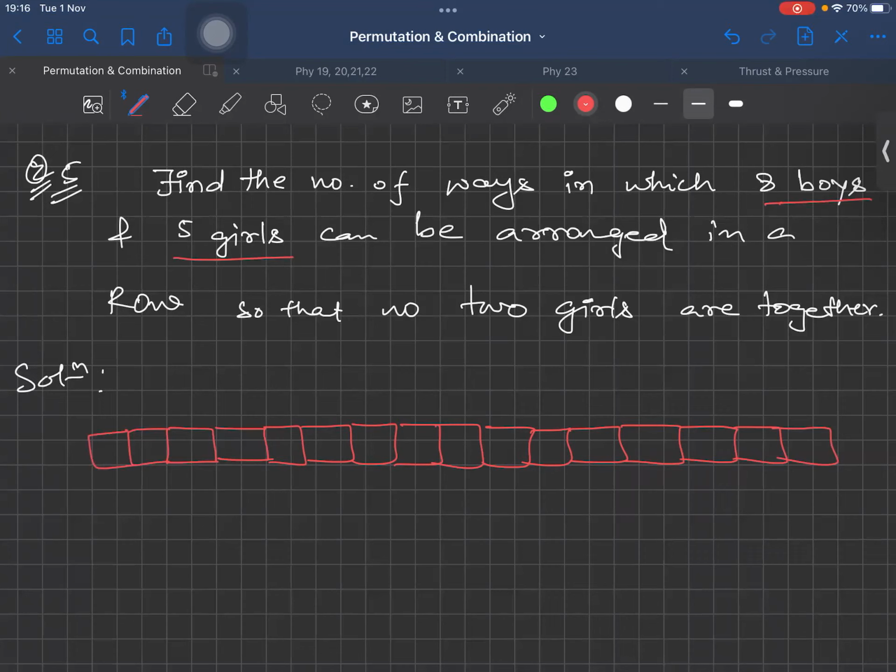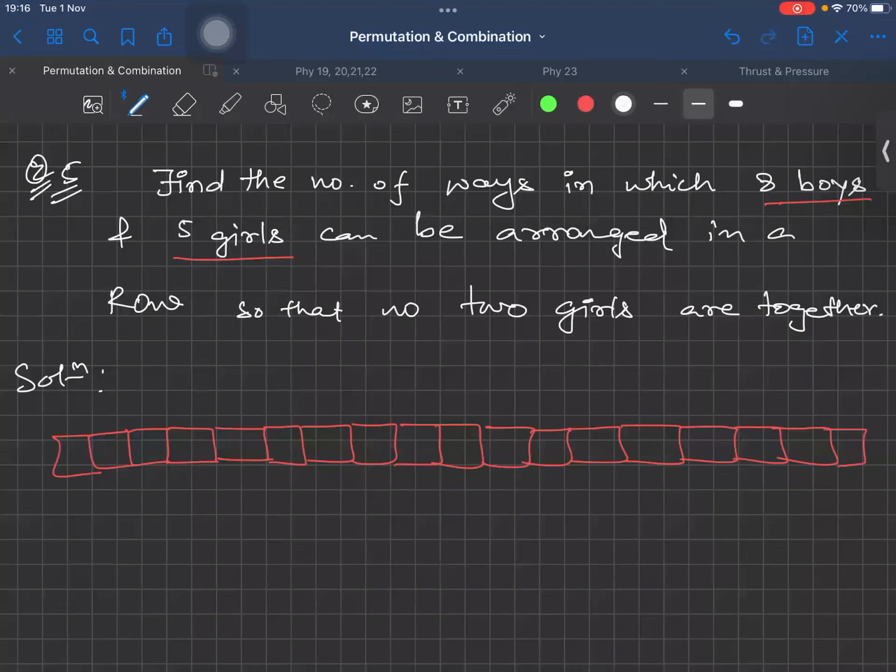Okay. First thing, I'll erase some boxes. Okay, don't worry, I'm drawing too many boxes. So there are 8 boys. 8 boys can be arranged in 8 factorial ways in 8 places, right? There is no restriction for boys to sit together, right?